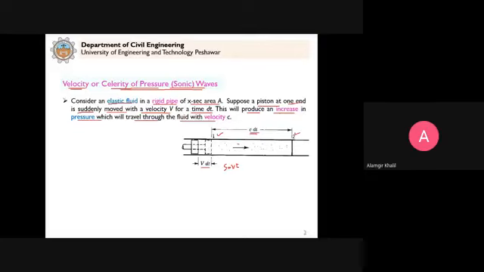So this pressure wave which is generated travels with a velocity c. We want to develop an equation so that we can calculate the velocity with which the pressure wave will travel. Later in the topic you will see the importance of this, why we are interested in calculating the velocity or celerity of pressure waves. When it travels, it is a pressure effect, so it increases the pressure at the point in the flow where it passes. That's why we are interested in calculating the velocity of the pressure wave.